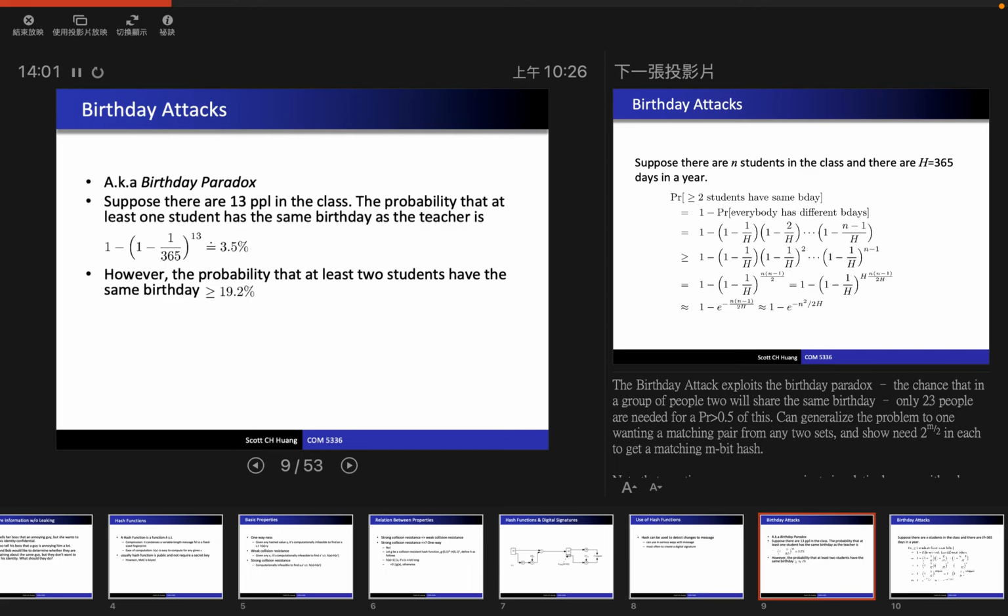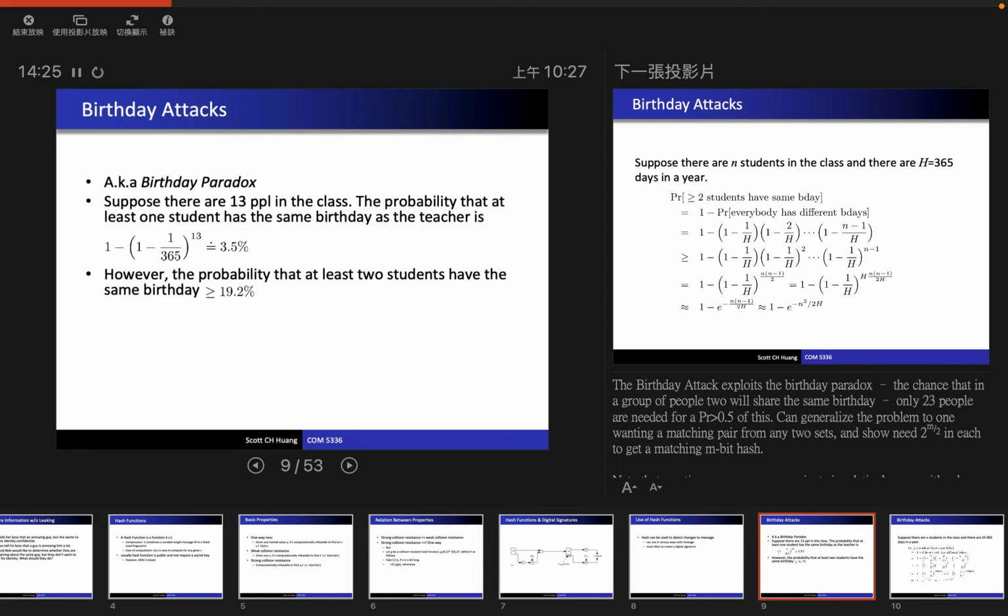If you calculate the probability that at least 2 students share the same birthday, it's much higher. It's 19.2%. It's almost 20%. So why is it called a paradox? Maybe I don't think it is a paradox. It's just calculating the probability. Why is it a paradox?